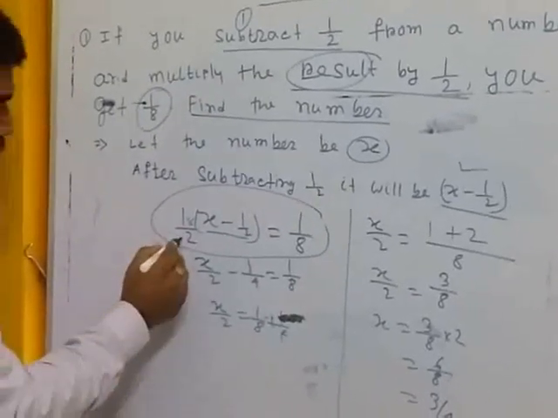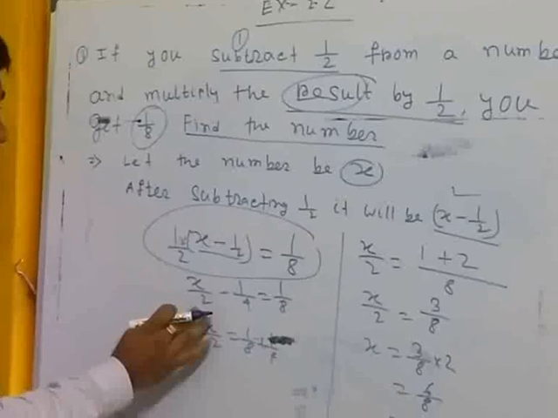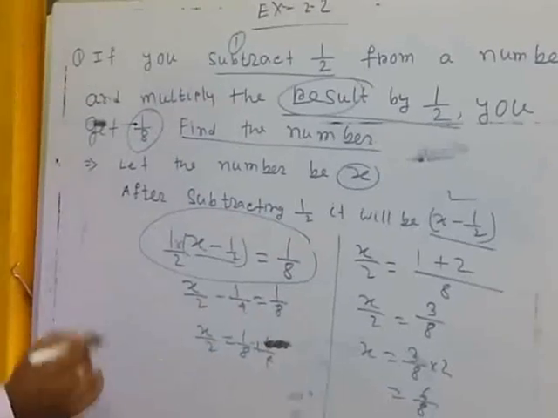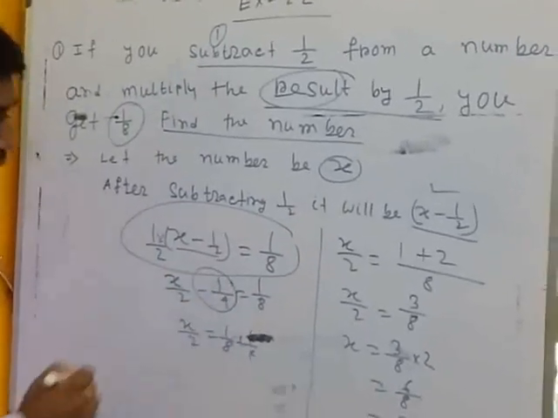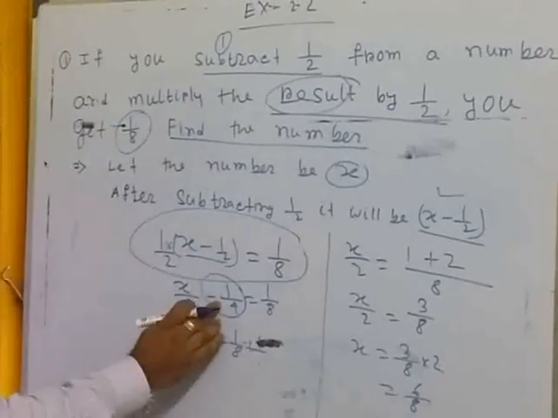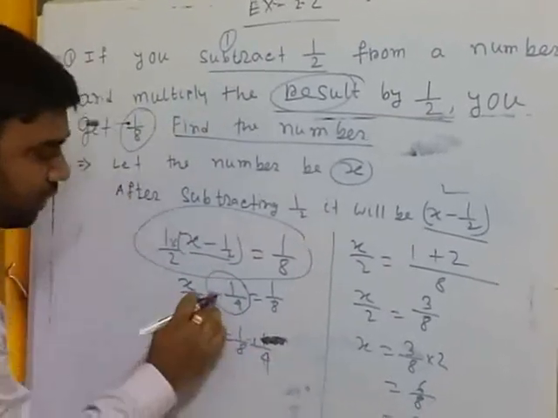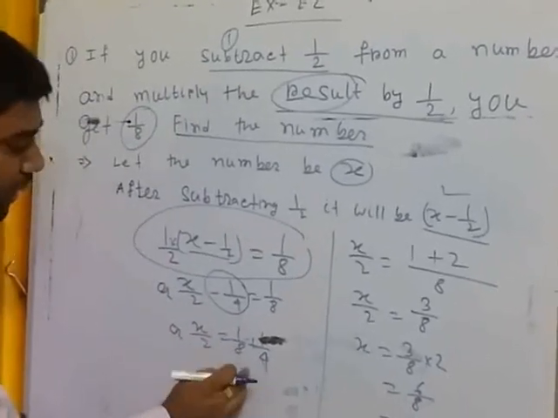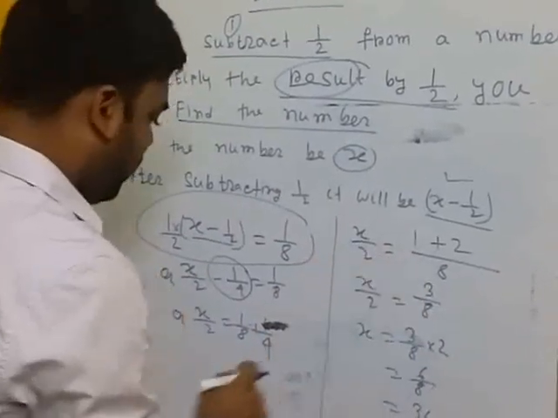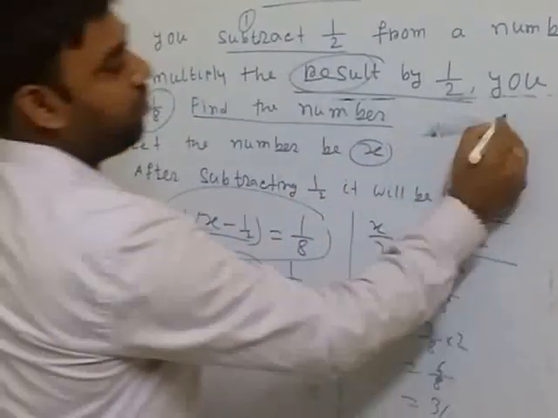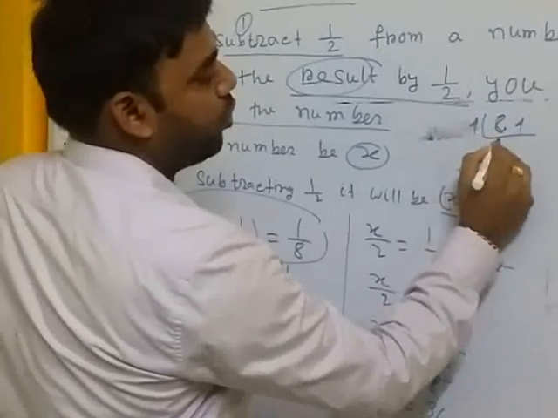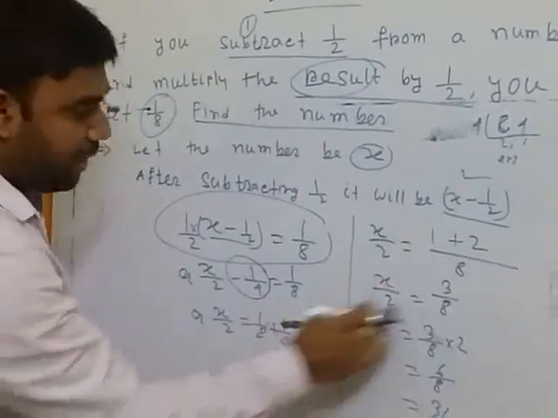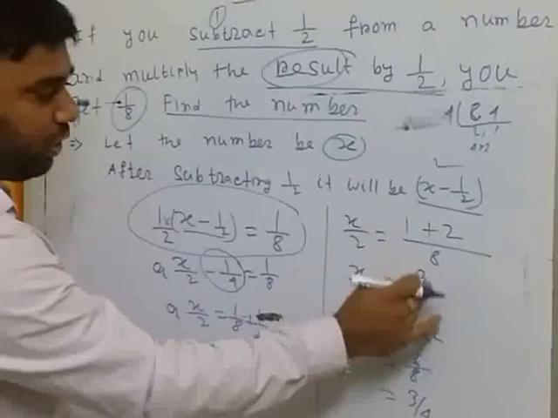Now 1 by 2 into x is x by 2, minus 1 by 2 into 1 by 2, that is 1 by 4, equal to 1 by 8. Transposing the 1 by 4 to the right hand side, minus becomes plus, so x by 2 equals 1 by 8 plus 1 by 4. Now the LCM of 8 and 4 is 8. Dividing by 4, 2 into 1, and 4 into 2 is 8. So the LCM is 8, divided by 8 gives 1, plus 2, that is 3 by 8.